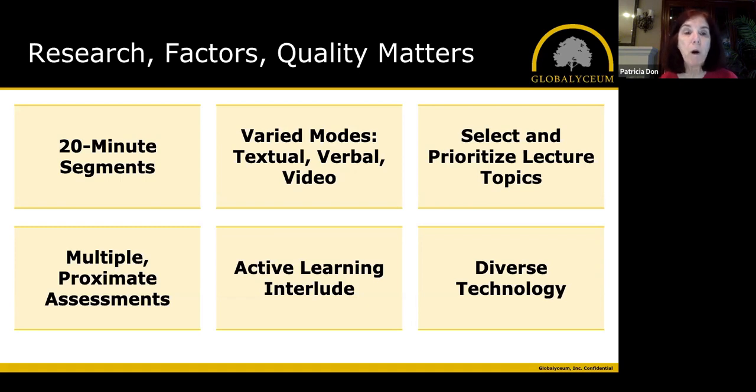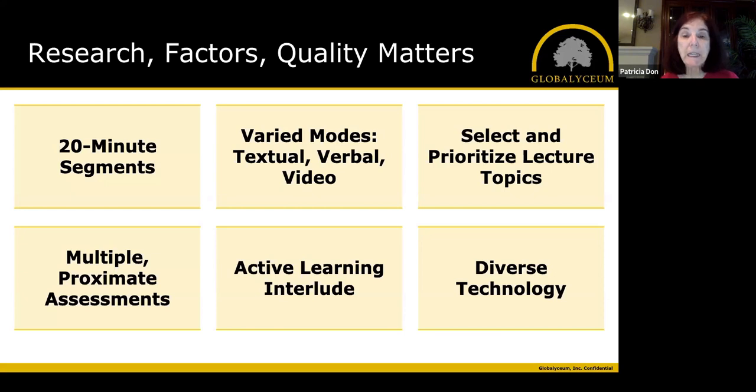In addition, with quality matters, always multiple proximate assessments. In other words, every week in an online class, you should be giving several assessments that are assessing the things that you delivered in that class. It's very easy for online students to put off everything for 5 weeks and then try to cram for that 5-week midterm exam that you usually do in your online classes.